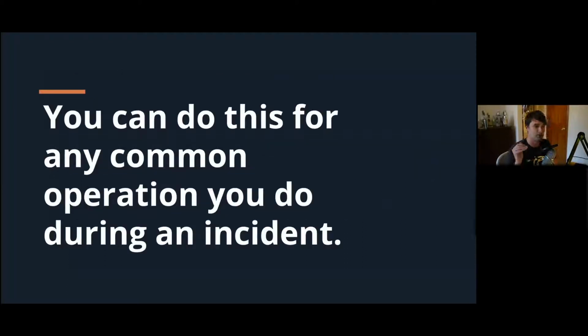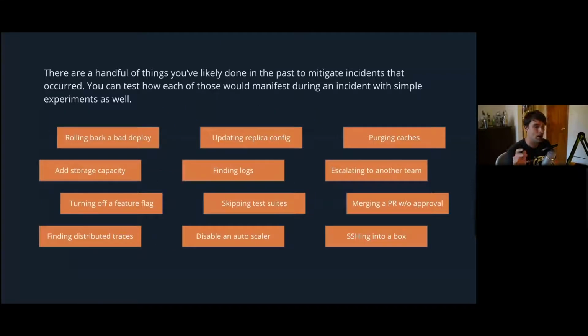You can do this for any common operation you do during an incident, any of them. And there are a ton of different operations that, if you really take a microscope to how you operate during an incident, you probably have had to do: roll back a bad deploy, update a replica config, purge a cache, find a log, skip a test suite just so something can go to production faster. There are so many things that we do when we respond to incidents.